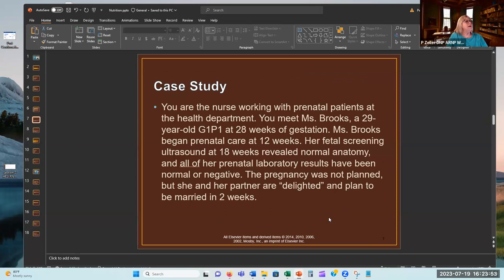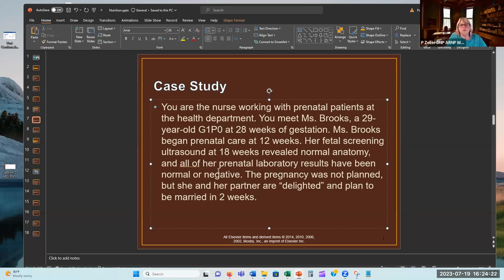Okay. So this is a case here. You're teaching about, let's see, wait a minute. You have a 29-year-old who's pregnant for the first time, G1, para 1 at 28 weeks of gestation. She's really not a para 1. If this is her first pregnancy, it would be a 0. Anyway, you're teaching her in prenatal class and she's 12 weeks along.